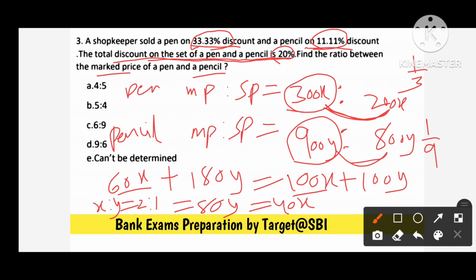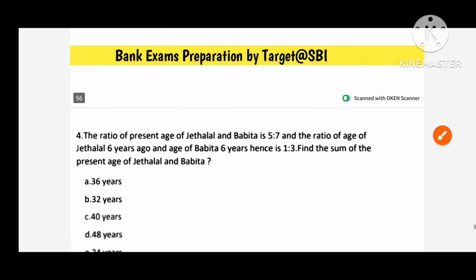Now the question asks to find the ratio between the market price of a pen and a pencil. It is asking about the ratio of 300x divided by 900y. So this will be 300x, x value is 2, so 300 times 2 is 600, divided by 900. So we got a ratio of 6 is to 9. So option C is the answer for this question. Next, question number 4.